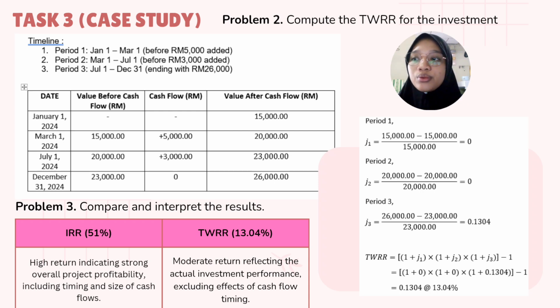Next, for problem 3, we compare and interpret the result. So IRR we get 15.1%, and TWRR we get 13.04%. So there is a difference. IRR is high, indicating strong overall project profitability, including the timing and size of cash flow. Meanwhile, TWRR has a moderate return, reflecting the actual investment performance, excluding the effect of cash flow timing.